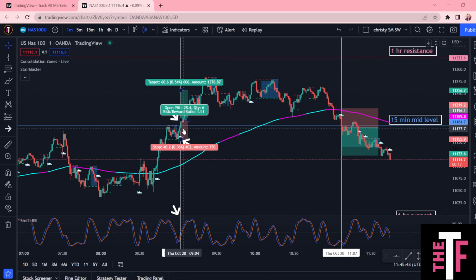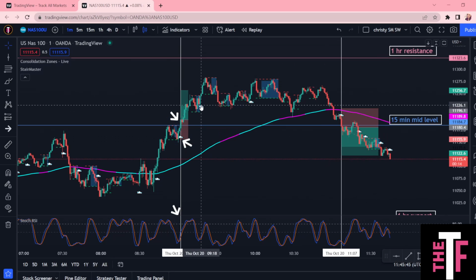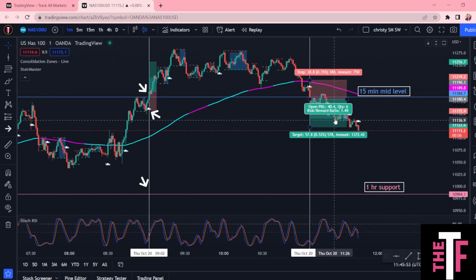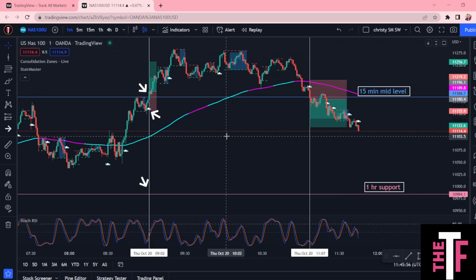So this was an entry today. This would have been a winner. Like I said, I wouldn't have been interested in this one. I wouldn't have been interested in this sneaker. And then this one's now a winner too today. So congratulations. You had two winners. You would have made 3% today if you had traded during this time frame.